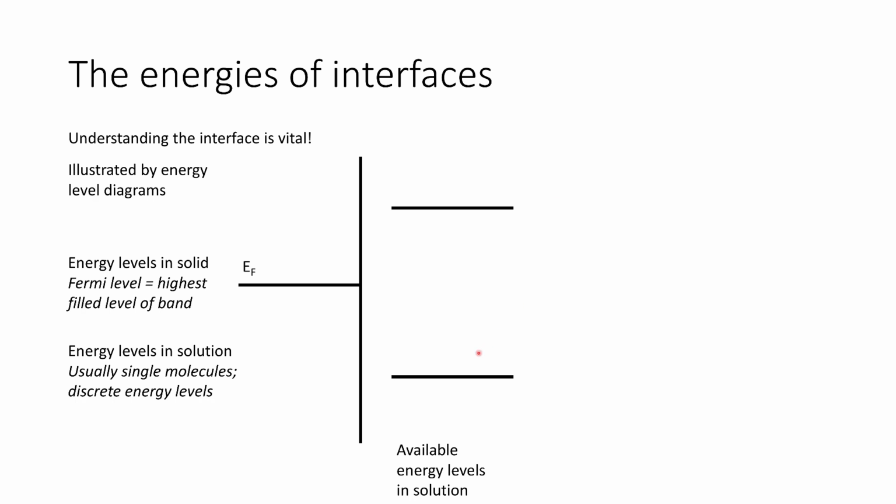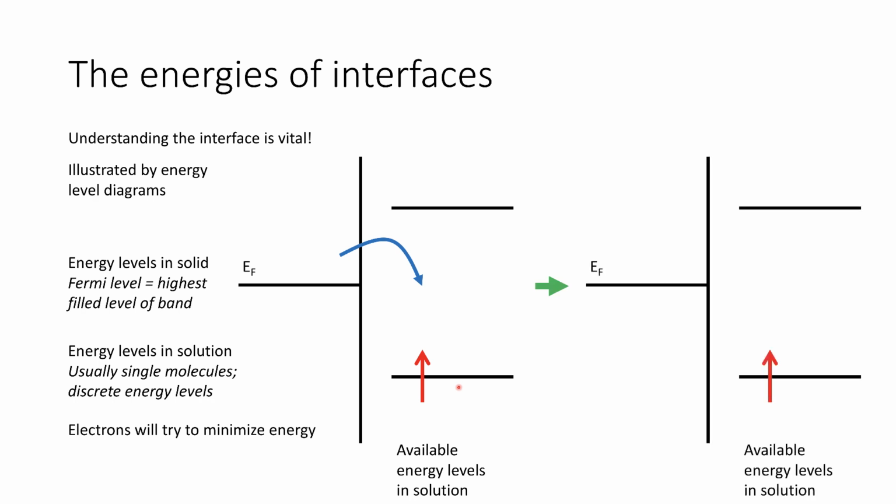If we now look at the electron energies in solution, these are usually single molecules, so they have discrete energy levels. So we have a lot of different energy levels in solution, but we'll only consider the frontier energy levels to start with. If we consider an electron present in this energy level, remember that electrons will move to try to minimize that energy. So at the moment, we have energies in a higher level in this Fermi level, and we have an available space in solution, which means that the electron can move from the electrode into solution. So it's minimizing its energy. When this happens, we have the solvated species being spontaneously reduced. Okay, so it's picking up an electron from the electrode and therefore being reduced.